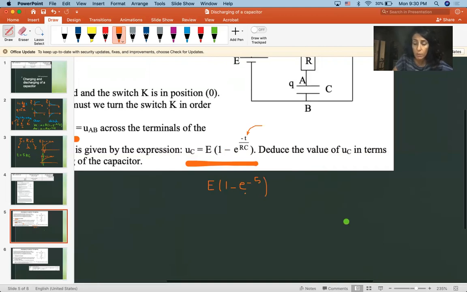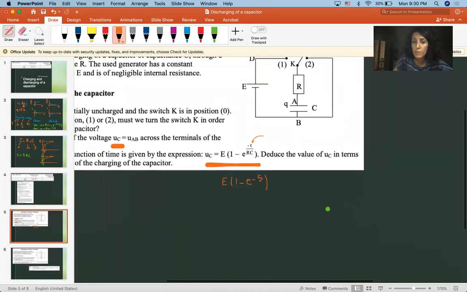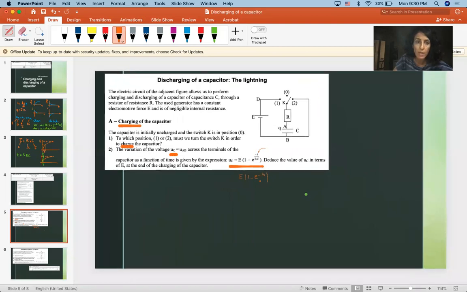By the way, you can simply keep it like that, or you can calculate 1 minus e to the minus 5. When you see exponential, remember, this is a physics exam, and you're not supposed to know a lot about the exponential function.